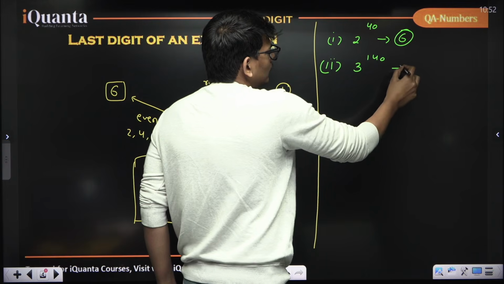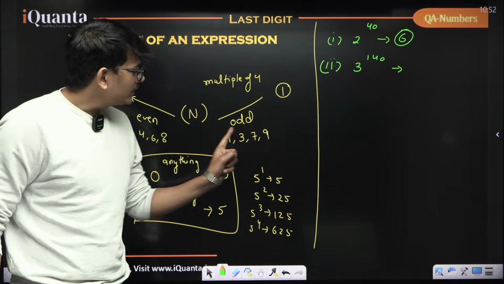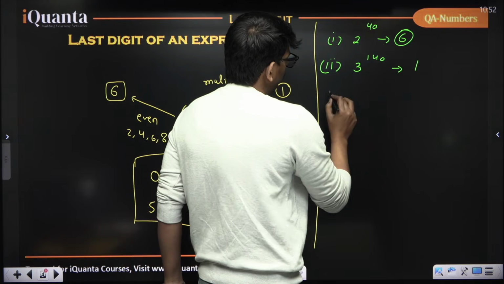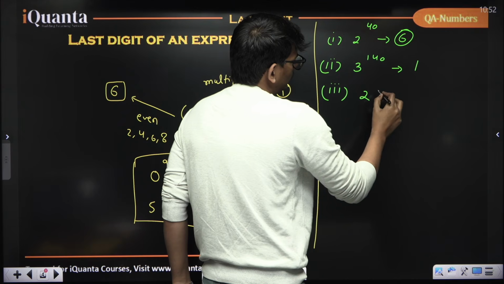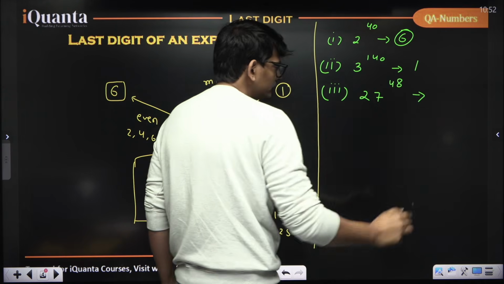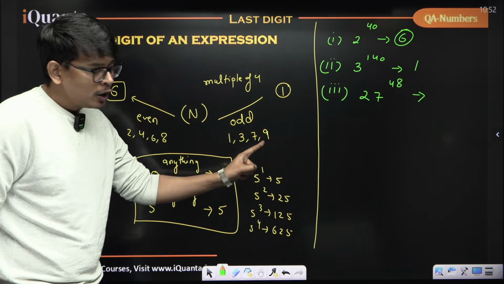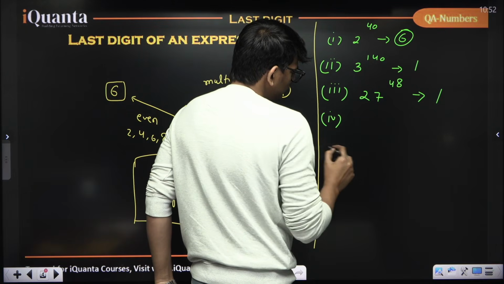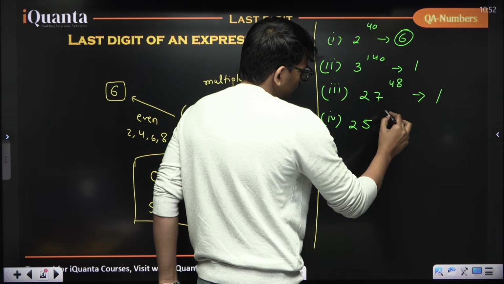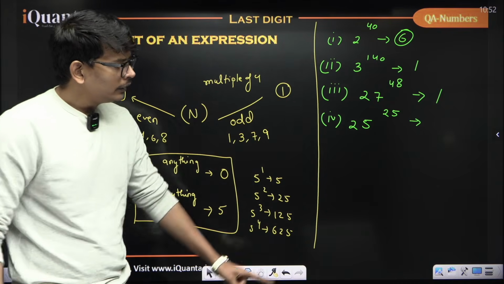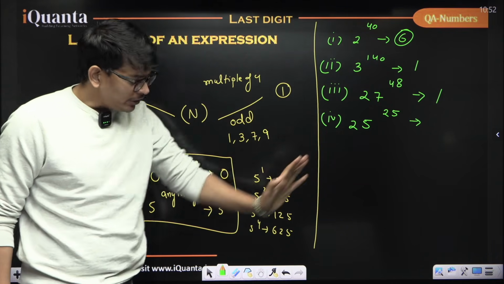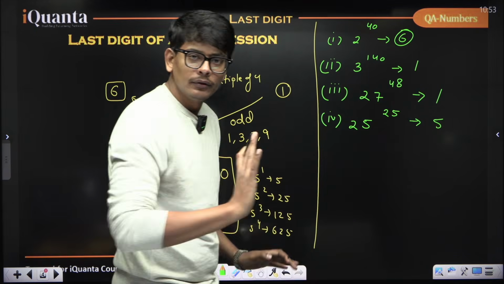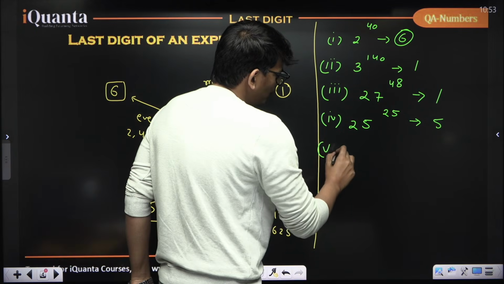Number is odd, or you can say number ends with 3, power is a multiple of 4, unit digit will be 1. Number ends with 7, power is a multiple of 4, unit digit will be 1. Number ends with 5, power is anything, we do not care. Now, unit digit will always be 5, right? Let's combine these two concepts.